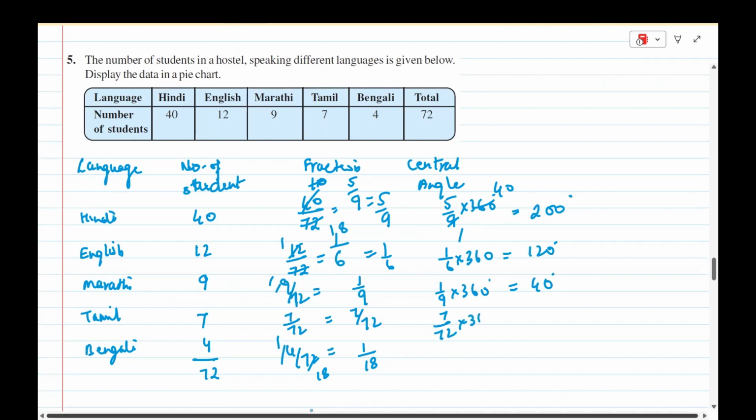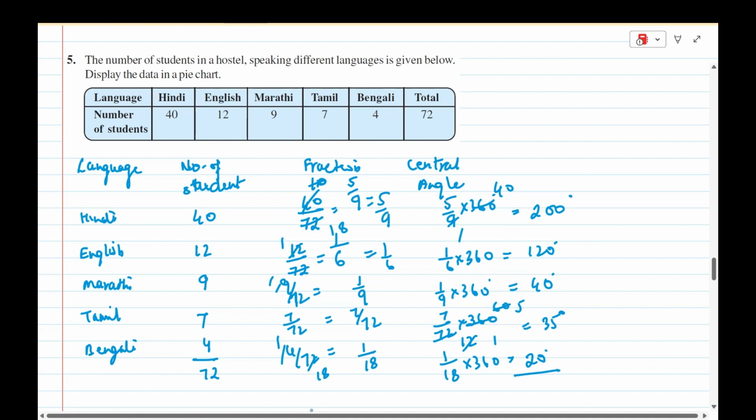7 upon 72 into 360. Here we can do the cutting by 6. 6 6s are 36, 6 1s are 6, 6 12s are 72, 6 2s are 12. 12 ones are 12, 12 5s are 60 and that is 35 degree. 1 by 18 into 360, 18 20s are 360, 20 degree. Now, how to check whether the calculation is correct or not? We need to add all the angles and it has to come to 360 degree. And I can find there is something wrong because this angle sum is not coming to 360 degree.